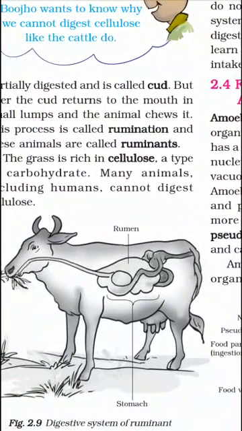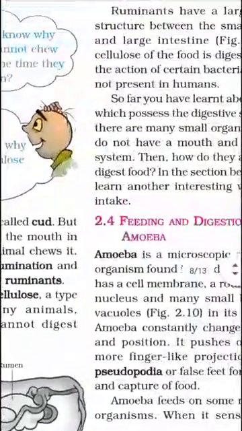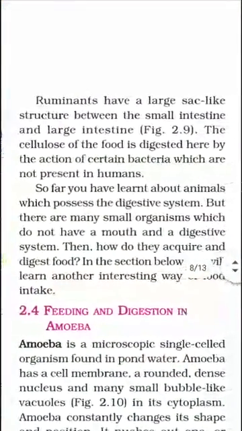The compartment is called the rumen. The grass is rich in cellulose, a type of carbohydrate. Many animals, including humans, cannot digest cellulose. Ruminants have a large sac-like structure between the small intestine and the large intestine. Here, the cellulose of the food is digested by the action of certain bacteria which are not present in humans. Now, this is the digestion in humans and other animals.